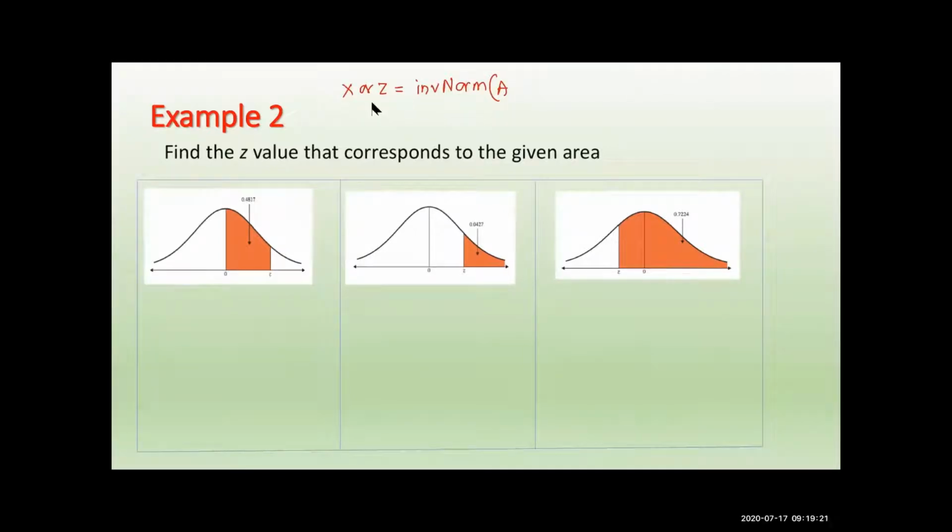So to find the x or z score, it's equal to inverse normal. Here is the area to the left of z or x, whatever is there on the x-axis. That's your first thing. You have to put the area, and then you'll write your mean, and you'll write the standard deviation. This is like a formula, so please write that down.